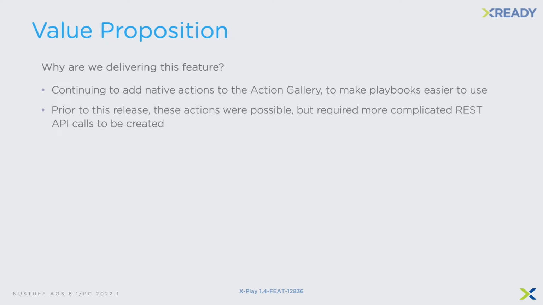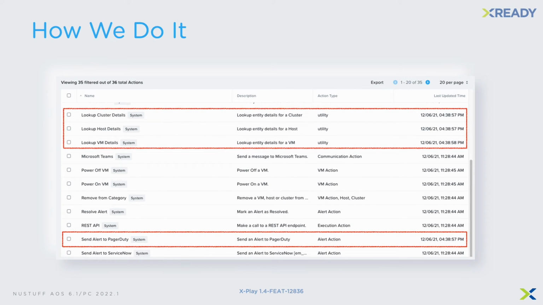Now, the value proposition: we're delivering this because we want to continue to add native actions to round out our action gallery to make our playbooks easier to use. Prior to this release, any of these things were possible using API calls, but now it's a more native integration. So it basically simplifies the whole process of creating these playbooks. These are what the 4 actions look like in the action gallery.